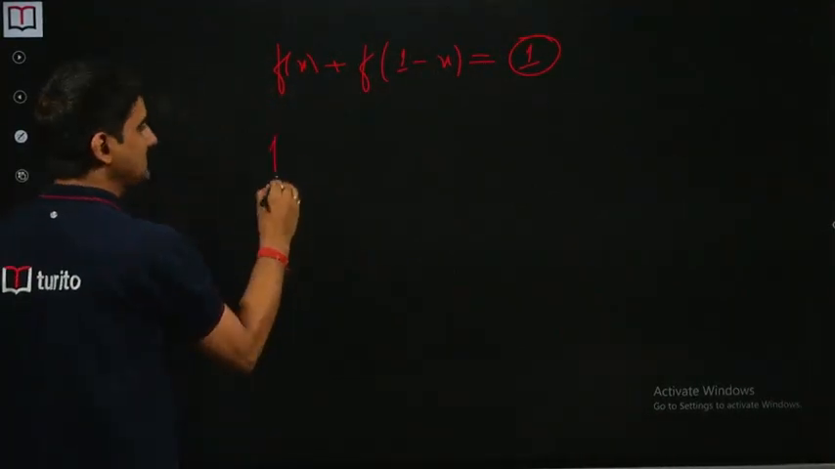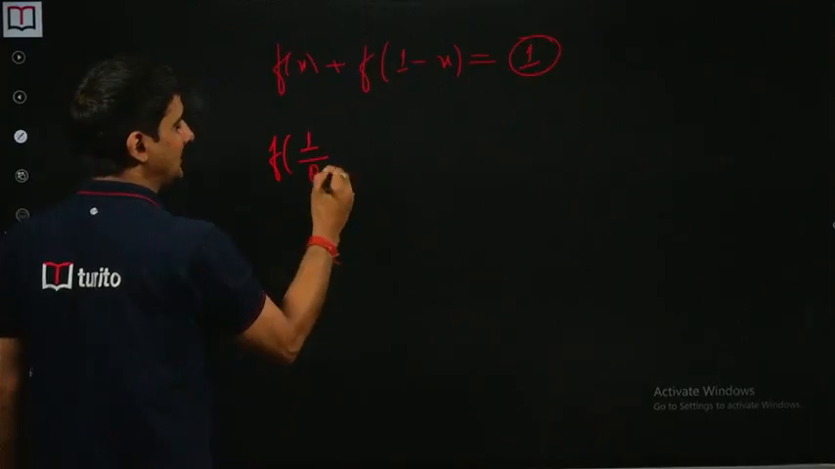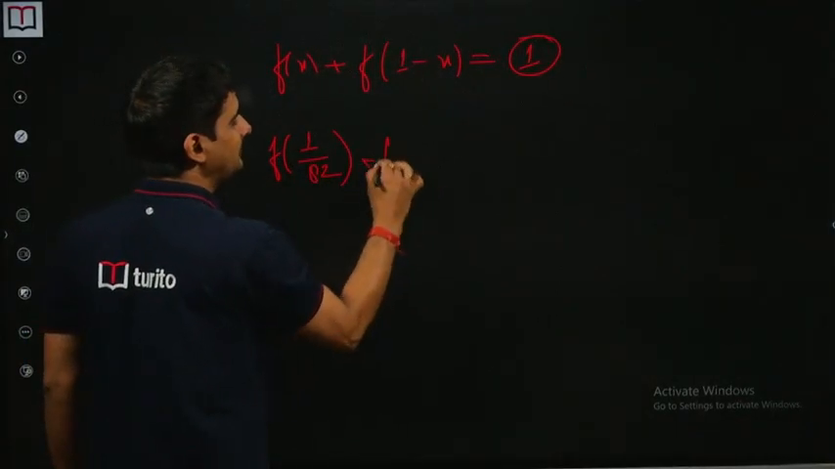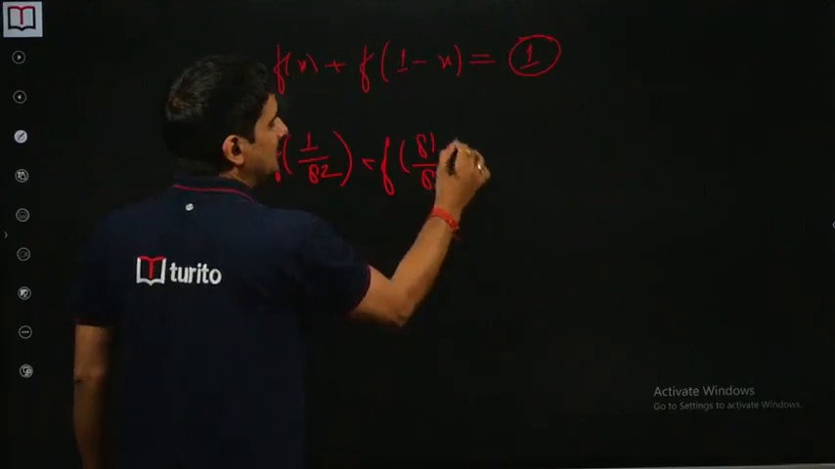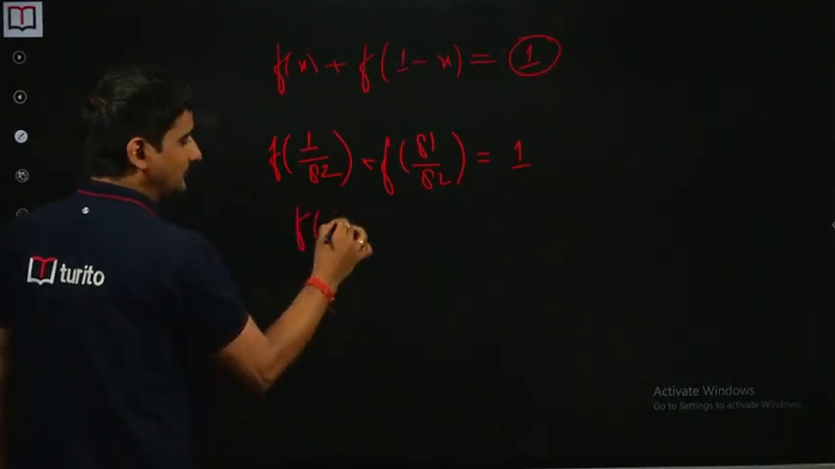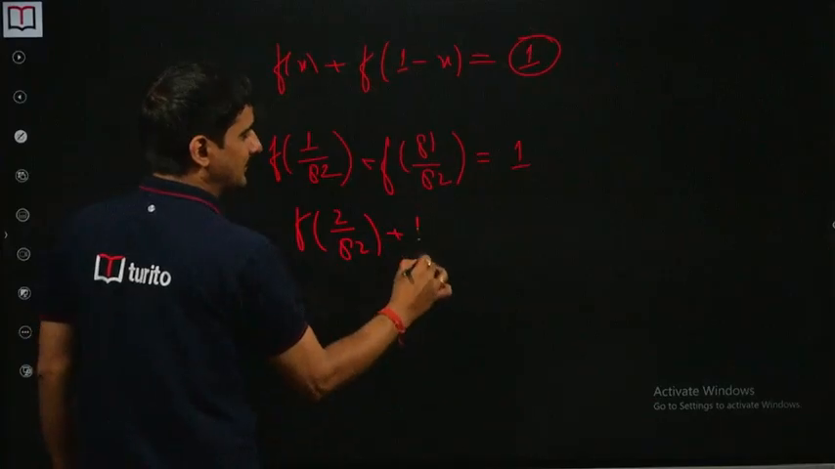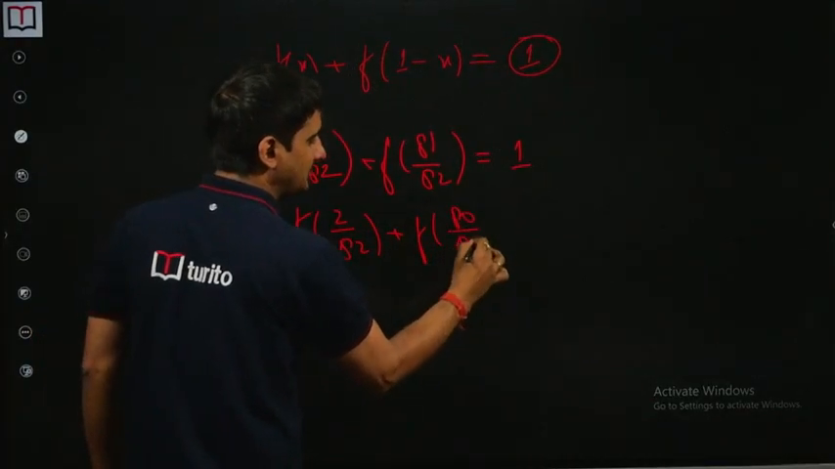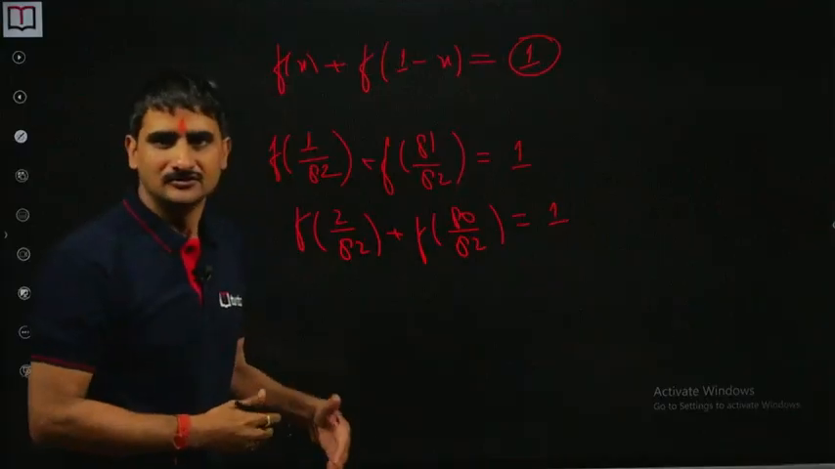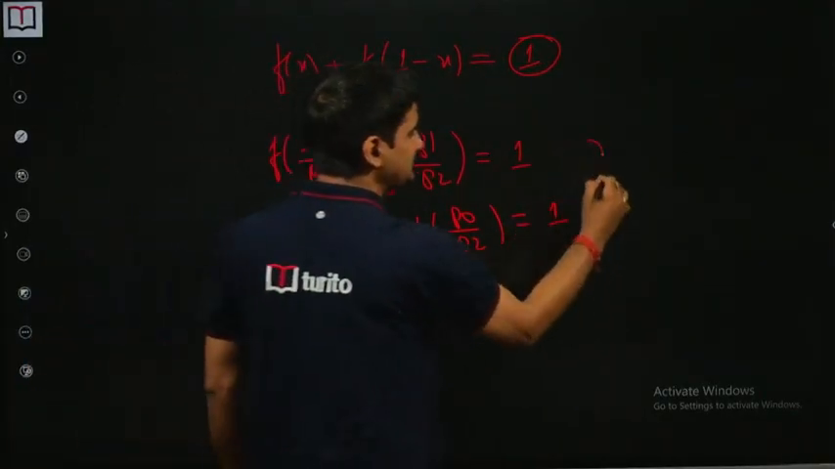So what does that mean? That simply means f of 1 by 82 plus f of 81 by 82 is 1. Similarly, f of 2 by 82 plus f of 80 by 82 is again 1, and that's it. So how many times? We have 40 such pairs.